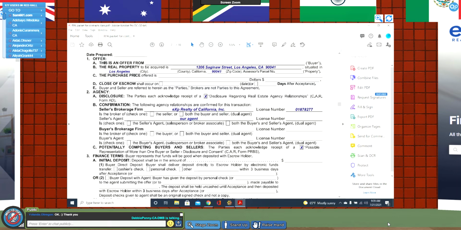Okay, so 2B, I want y'all to take really good notes here because this becomes a problem. A lot of agents do not fill this out correctly and then have to go back later and correct it by using a confirmation of agency form, the AC form. So just do it right the first time. You don't have to go back and do additional paperwork. So on 2B, seller's brokerage firm name goes there, and the company license number.